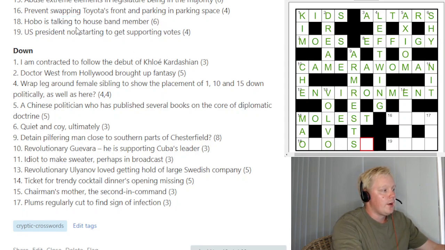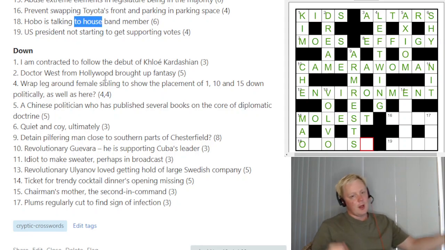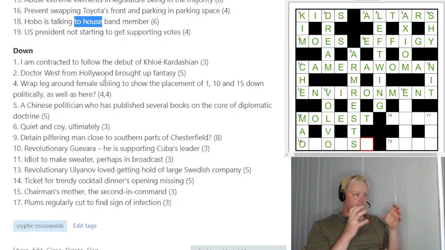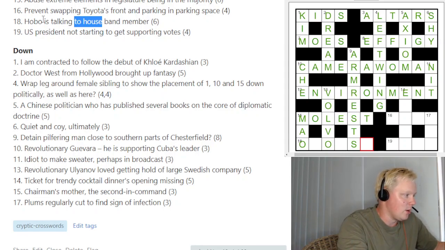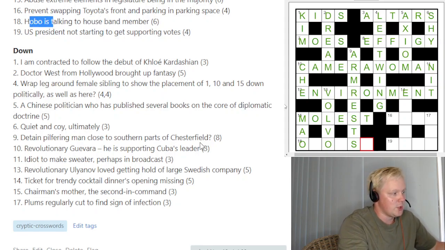But actually here, this is a pretty tricky indicator to find, because house band is just such a normal unit. But here the indicator is to house. Something houses, something contains inside it a band member. And if you look inside hobo is talking, we have oboist, which is a band member.